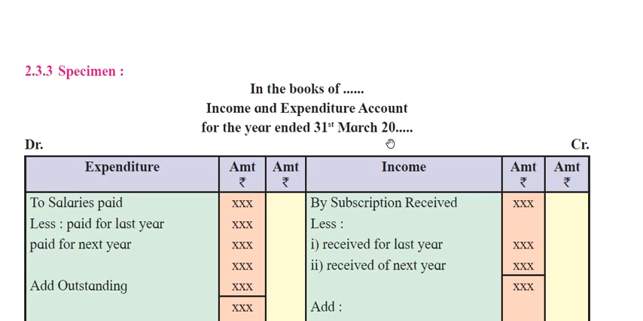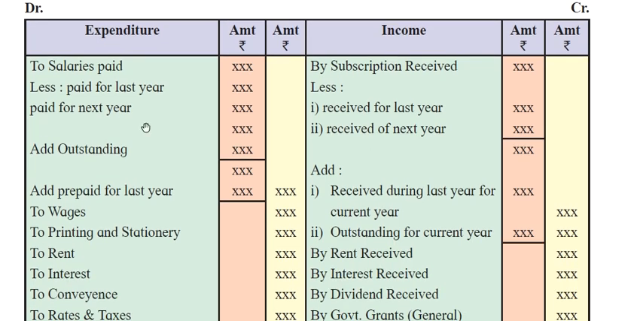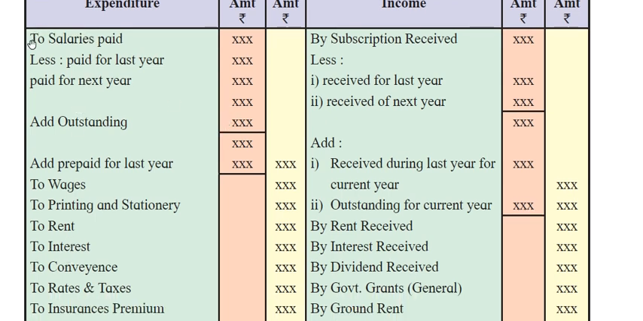And this is the specimen of the income and expenditure account. Expenditures come on the debit side and incomes on the credit side. So these are the entries: salaries paid, less paid for last year, where we deduct the last year amount, and add paid for next year. The calculation is the same as in a P&L account and trading account.